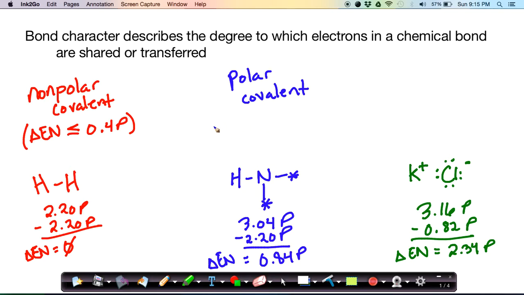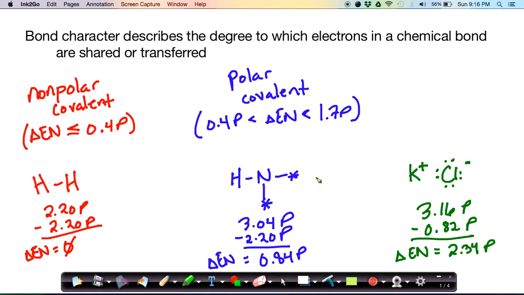And what we're looking at for polar covalent are electronegativity differences that are greater than 0.4 Pauling, but less than 1.7 Pauling. So somewhere in this range of 0.4 to 1.7 Pauling for the electronegativity difference, we would describe that bond as a polar covalent bond, like the NH bond.